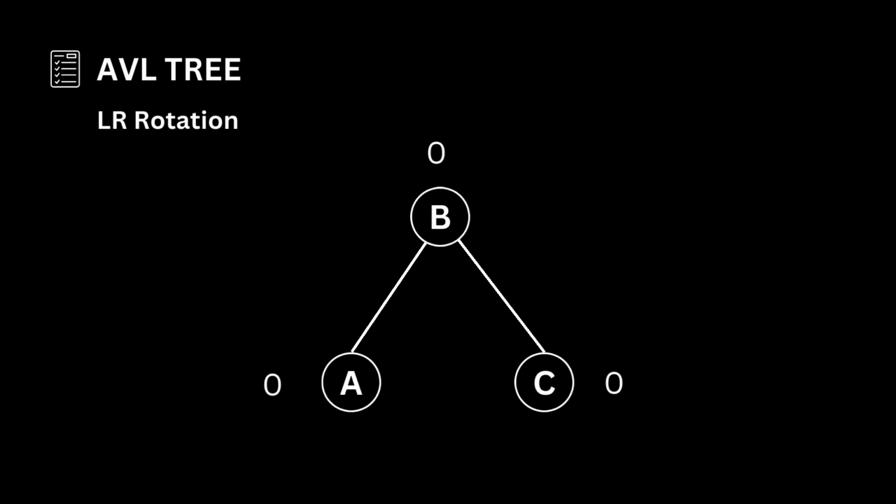Now we perform LL clockwise rotation on the full tree, that is on node C. Node C has now become the right subtree of node B. A is the left subtree of B. The balance factor of each node is now either 0, -1 or 1. That is, the binary search tree is balanced now.